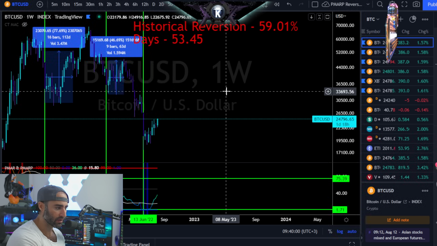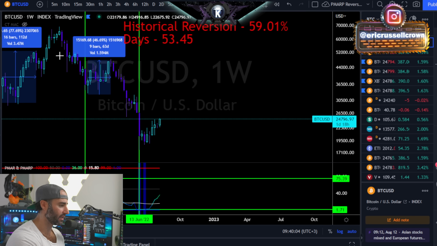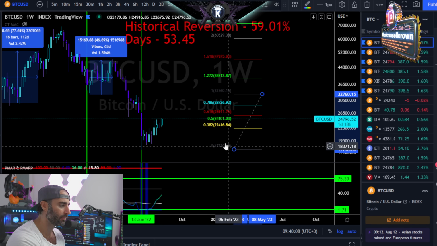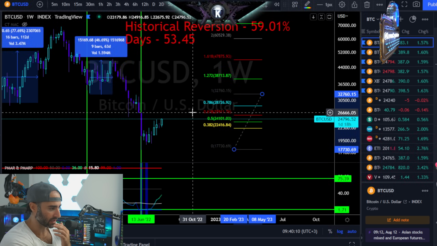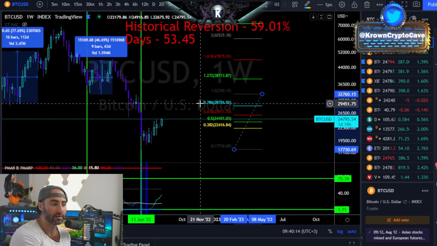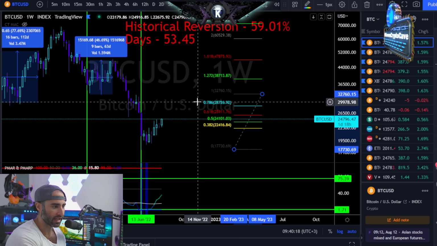I do think that area is rather interesting. Simply because if we do take an actual fib retracement from the last dump to where we're at right now, the 0.618 would be coming in right around about 26,000 bucks. And the 0.786 would actually be right, basically on that historical reversion play of about $28,500.